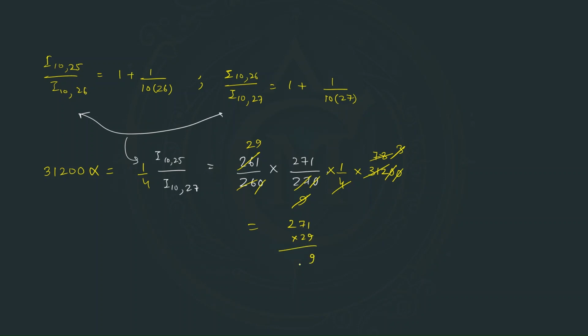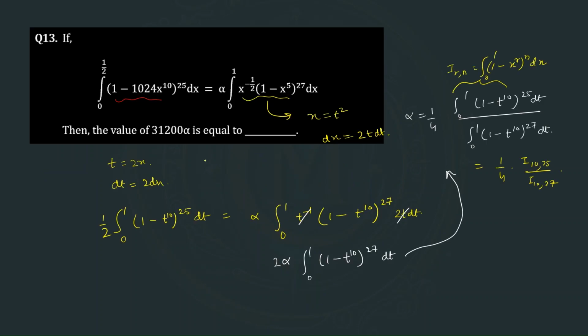So it becomes 924. Then 542. So it becomes 5, then 8, then 7. So the value of this quantity is equal to 7859. This is the answer of this question. I hope you understood the concept behind this question.